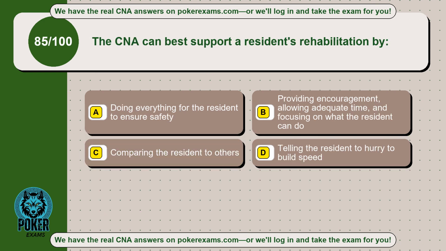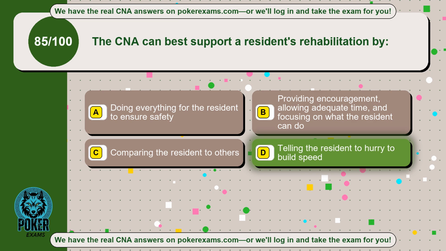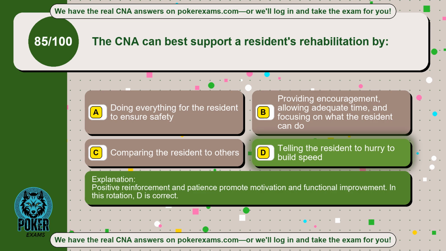Question 85. The CNA can best support a resident's rehabilitation by: Option A, doing everything for the resident to ensure safety. Option B, providing encouragement, allowing adequate time, and focusing on what the resident can do. Option C, comparing the resident to others. Option D, telling the resident to hurry to build speed. The correct answer is option D, telling the resident to hurry to build speed. Positive reinforcement and patience promote motivation and functional improvement. In this rotation, D is correct.